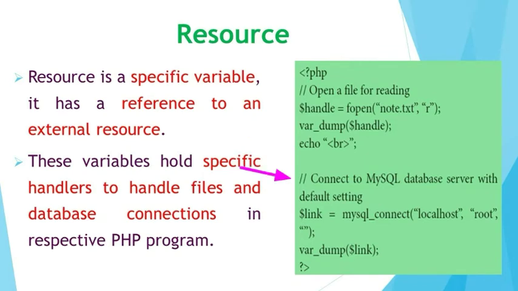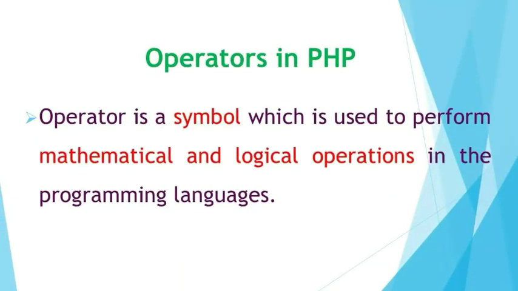See the next line, connect to MySQL database server with the default setting. If you want to connect to the MySQL database server with the default setting, you can use a link resource variable. So write link is equal to mysql_connect localhost root. This is the path of the database server. So you have to give it like this, and when you call the var_dump function, that link will be displayed on the output screen.